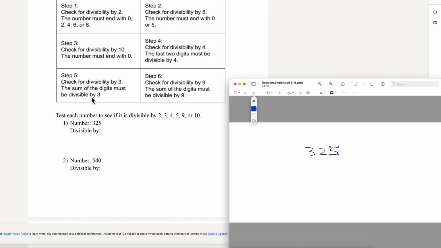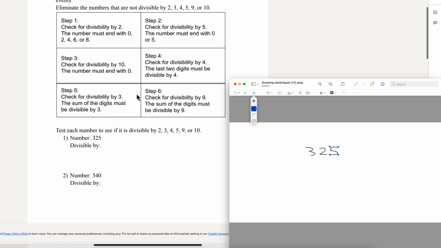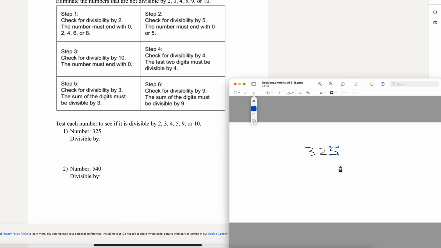And it is not divisible by 3. For divisibility by 9, the sum of the digits must be divisible by 9. It is not divisible by 9. 10 divided by 9 and 10 divided by 3 are not clean cuts and have remainders. So number 1 would be 5. Number 2, 540.